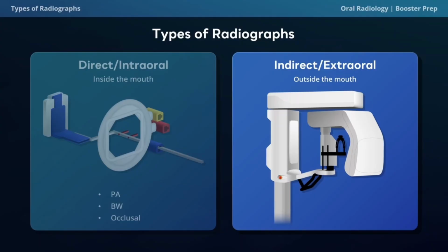Now, the second type is indirect or extraoral x-rays, and in this case, the screen or the receptor is actually placed outside of the patient's mouth, and the x-ray photons first hit the screen before they make their way to the film or the sensor. And you've probably heard of panoramics, cephalometrics, and CBCTs, which all fall under the indirect x-ray category. Let's take a closer look at each one.